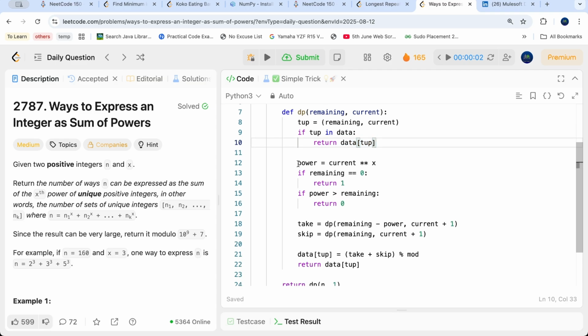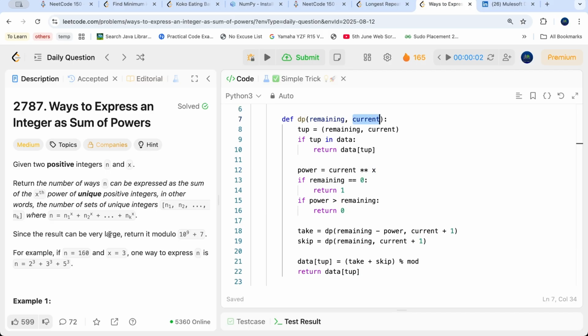So what we can say is, let's say the power will be current to the power of x. Basically, current is our initial number, which we are going to increase later on, and we have to raise our numbers to the power of x, right? That's our formula. So power is equal to current to the power of x. If the remaining is equal to 0, that is, if what you need is already 0, you can return 1. That is, you got one way in which this formula is valid. If this particular power value is more than remaining, it means now you don't need to calculate any further. You will never get away with this particular current value, because current to the power of x is more than remaining.